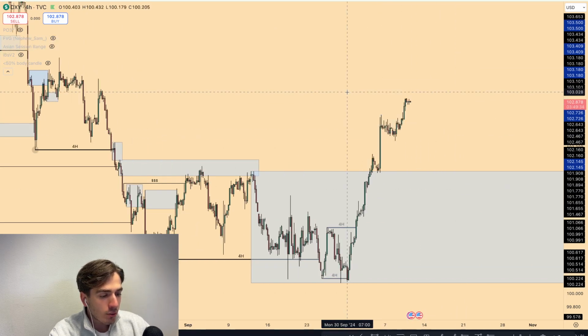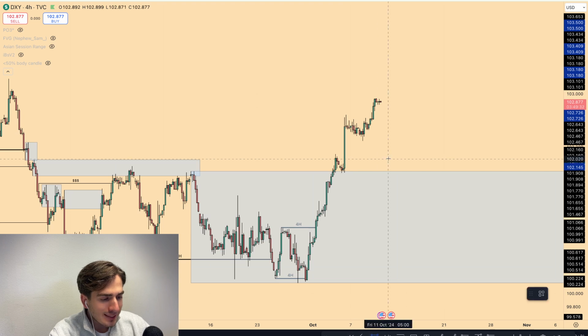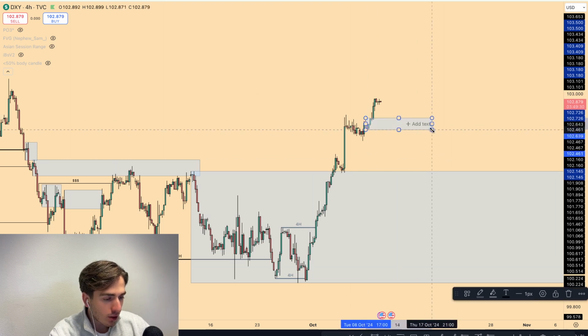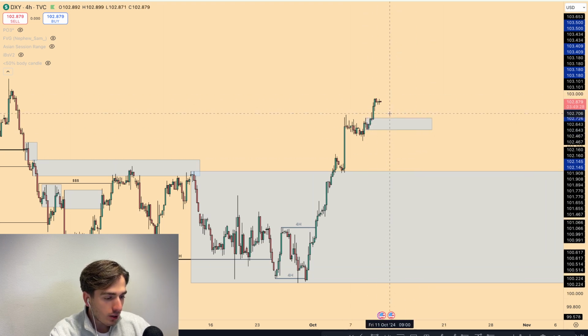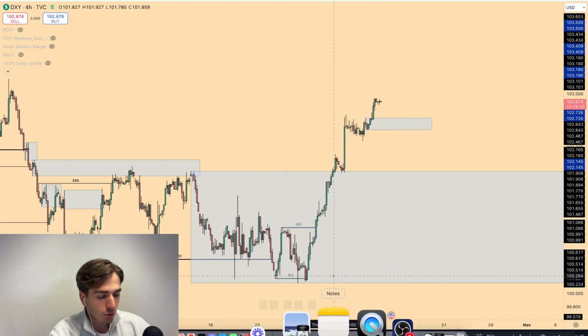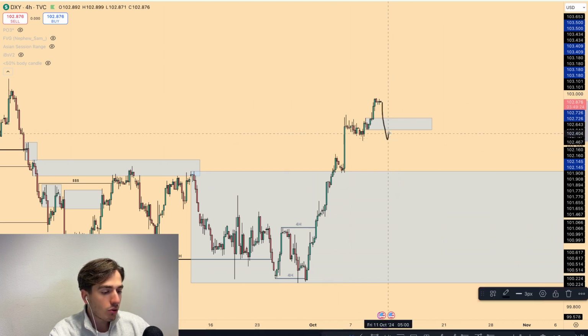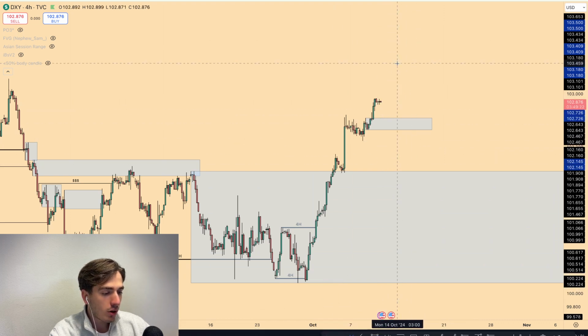So at the moment, what I am looking for is a break of this area of demand over here. If this demand zone breaks, then we have potential shorts on our hands, only then. Otherwise, we could just continue up higher from here.